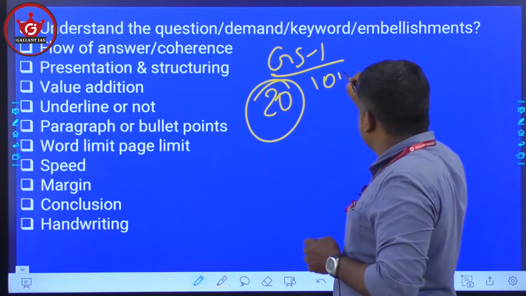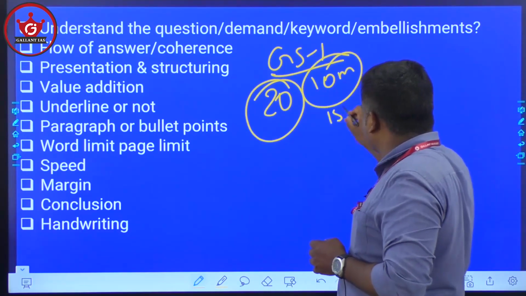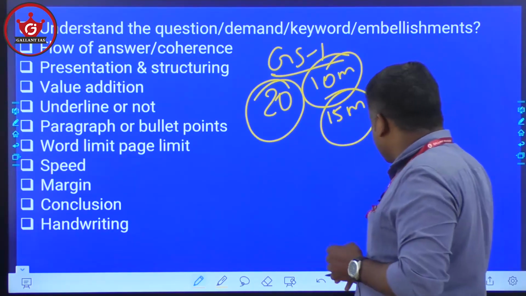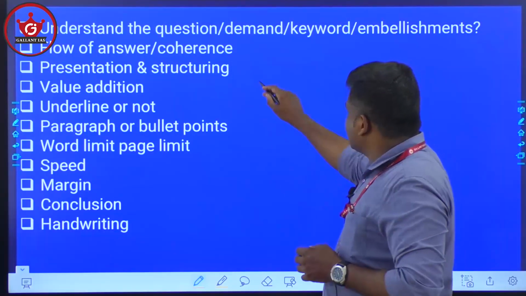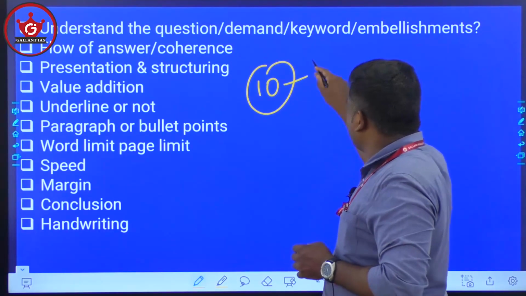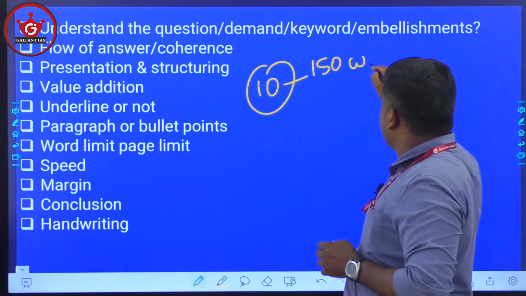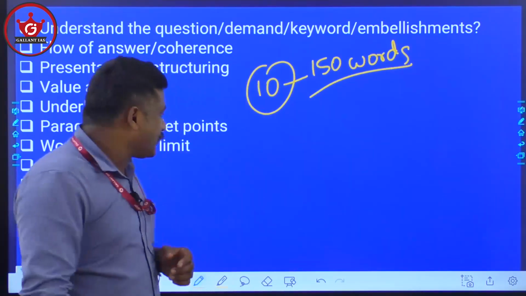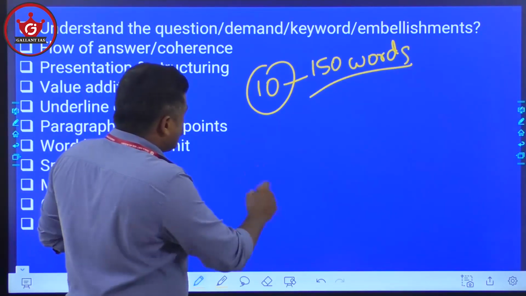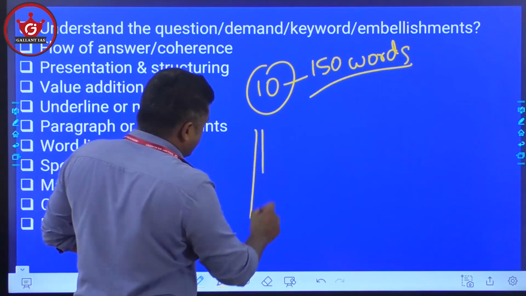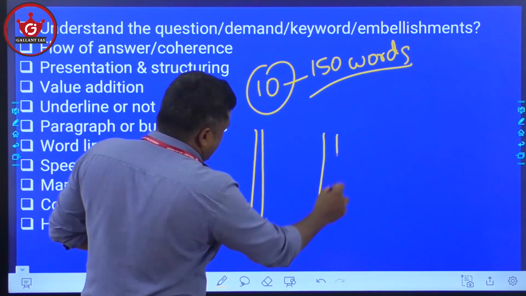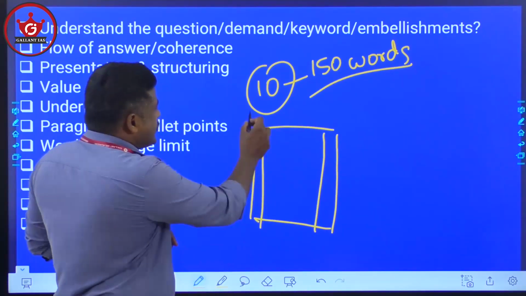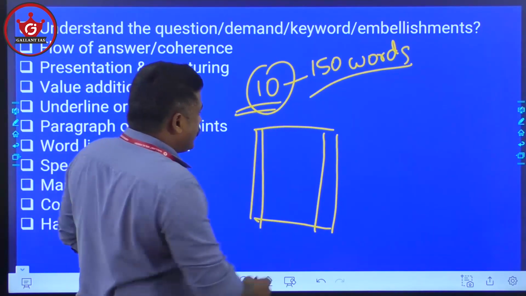10 marker questions are there and 15 marker questions are there. Now what is important here? If it is a 10 marker question, you have to write in 150 words. How many words? 150 words. 150 words means, you know that UPSC has a double margin answer sheet. You might have seen this.